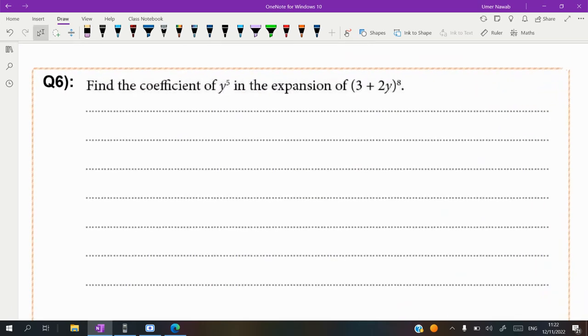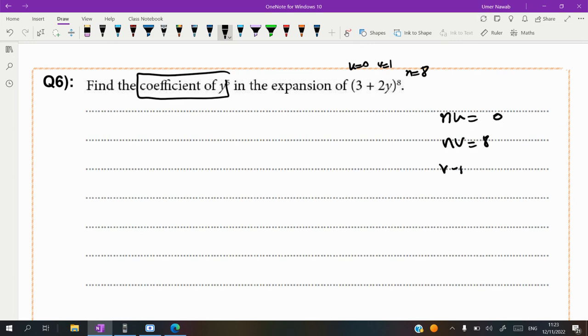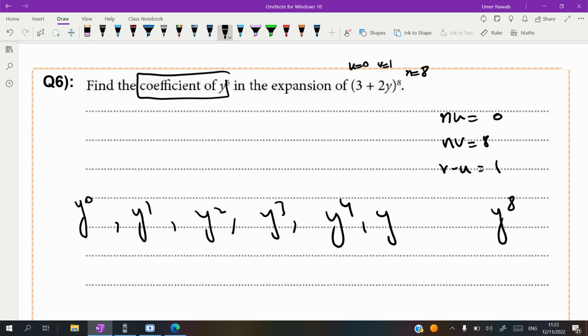Now he said that we are looking for the coefficient of y power 5. So here the u is equal to 0 because there is no y power 1. So v is equal to 1 and n is equal to 8. So nu means 0, nv is 8 and v minus u, 1 minus 0, is 1. So each time the power will be grown by 1. So y power 0, last power is y power 8, y power 1, y power 2, y power 3, y power 4, y power 5, y power 6, and y power 7.